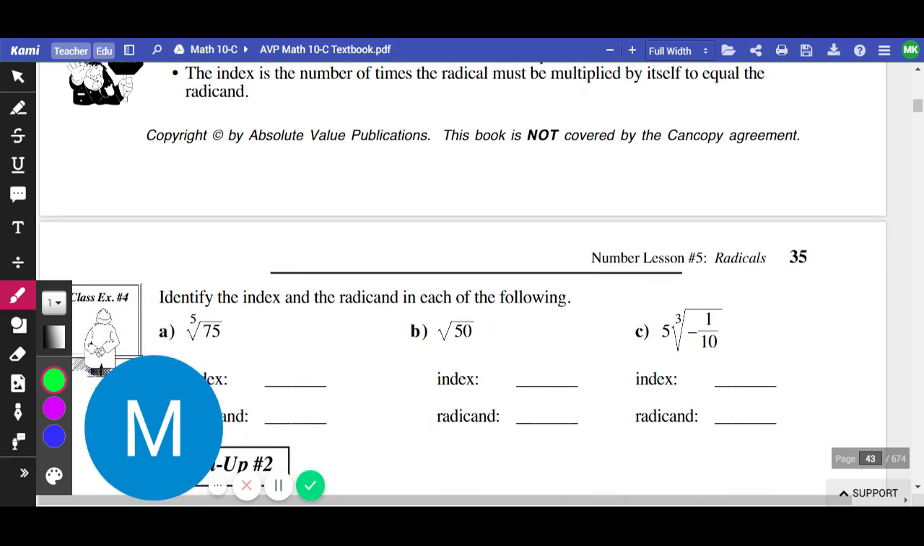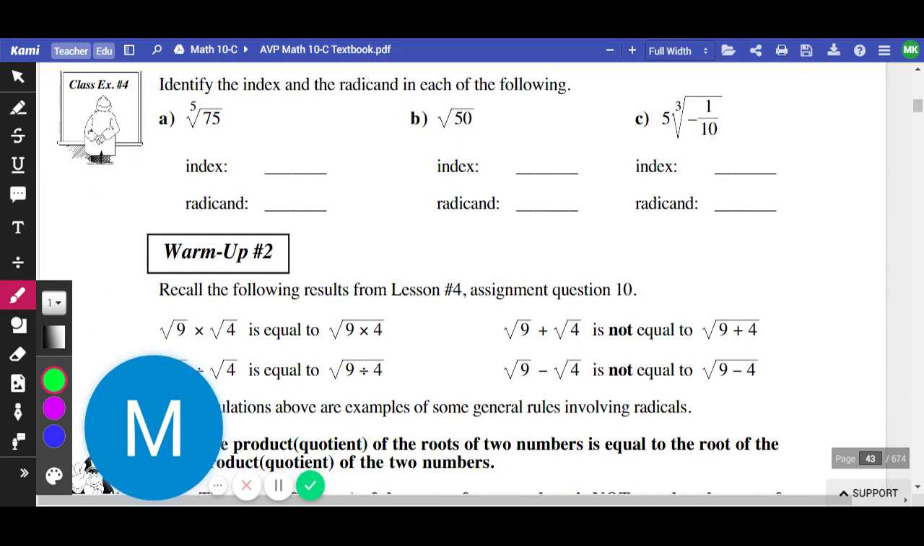Fantastic. I'm going to slide down here. So if we look at classroom example 4, we're just going to identify the parts of the radical. This first one, what's the index value of that thing? Yeah, it's a 5, right? The index is the little number right there. It's 5. The radicand value is 75, the thing underneath the roots.